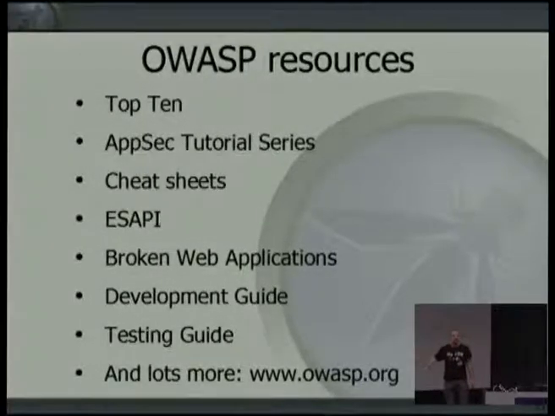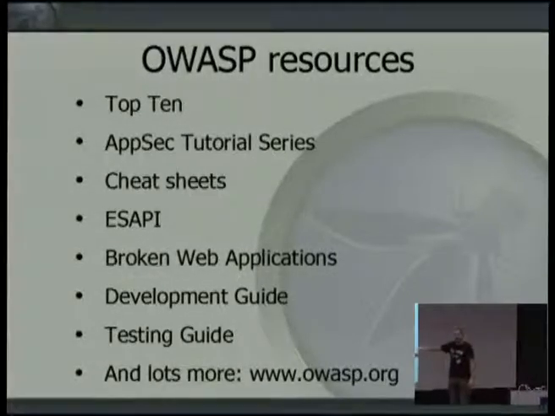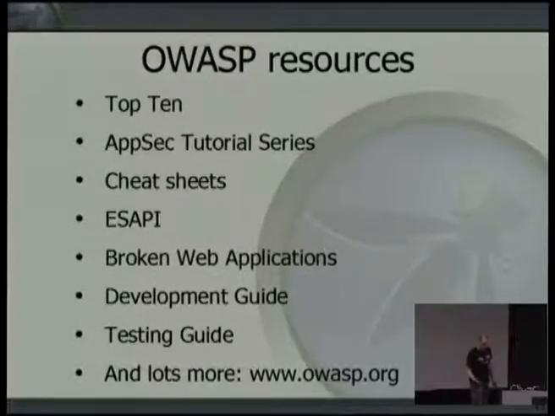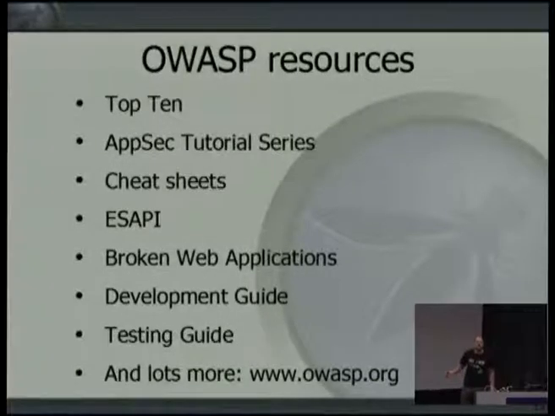Cheat sheets. The cheat sheets are really good because they're relatively small and consumable, so easy to get your head around. There are things like the development guide and testing guide, which are great resources, but they're hefty and not great fun to read. Good as reference guides, though. ESAPI, which is a library available in various different languages, which gives you a load of security features that you can make use of. The Broken Web Applications project, BWA, this is a whole set of vulnerable web applications.